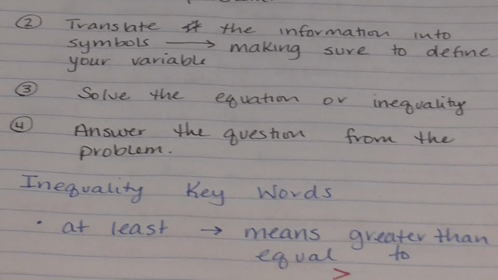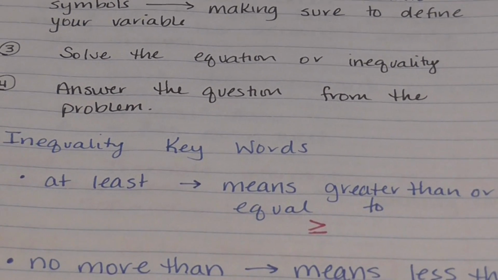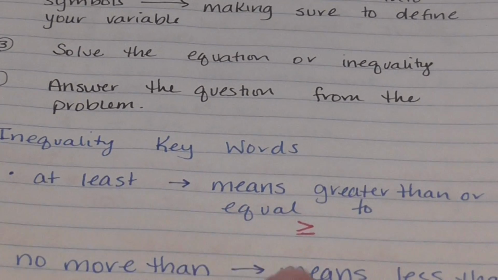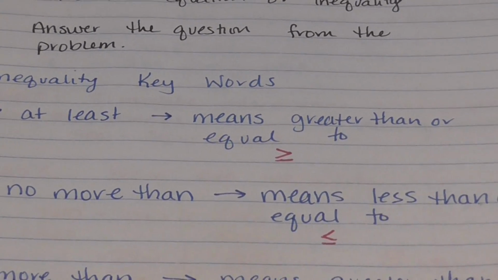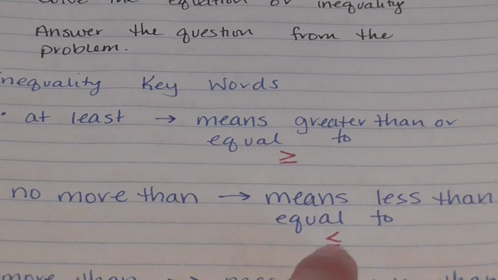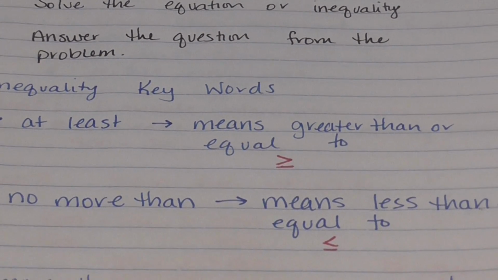Alright, so there's some key words for inequalities. At least is going to mean greater than or equal to. And the symbol looks like this guy right here. Okay. No more than means less than or equal to. And that's the same symbol just flipped around. That line underneath is the or equal to.